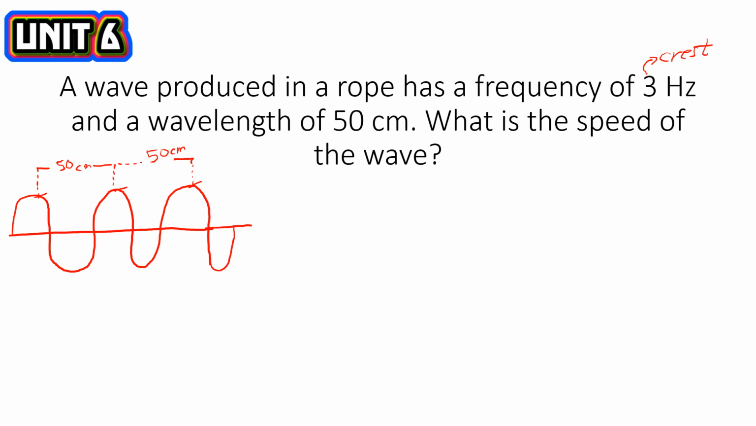So this is what your problem looks like. A wave produced in a rope has a frequency of 3 hertz and a wavelength of 50 centimeters. What is the speed of the wave? Let's first write your givens. Your given values here are your speed, which we don't know, so you have x. Next is your frequency, which is 3 hertz. And then we also have your lambda, which is your wavelength, which is 50 centimeters.